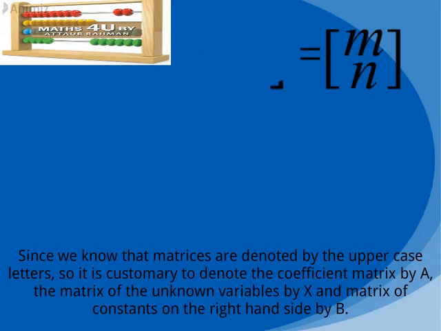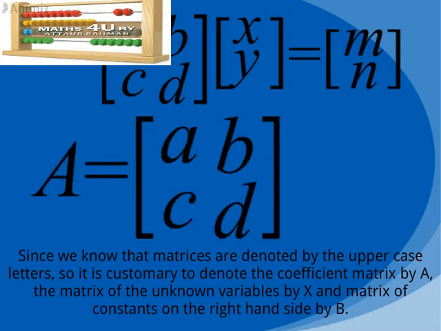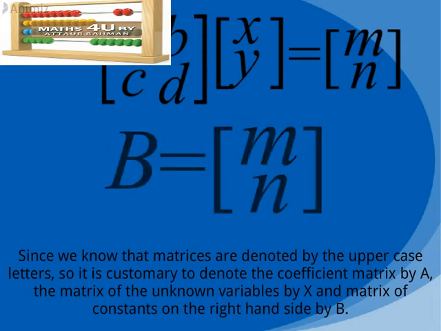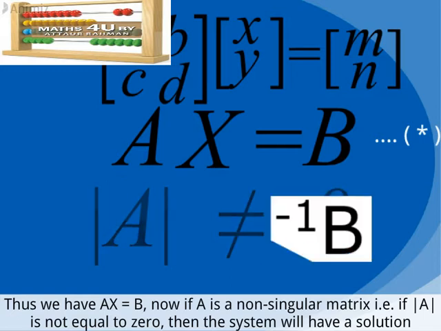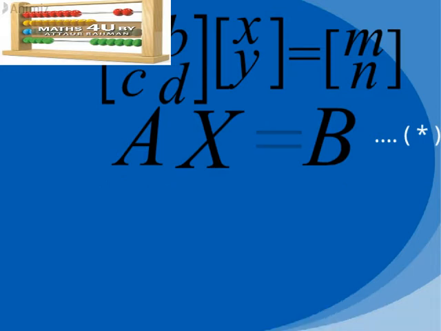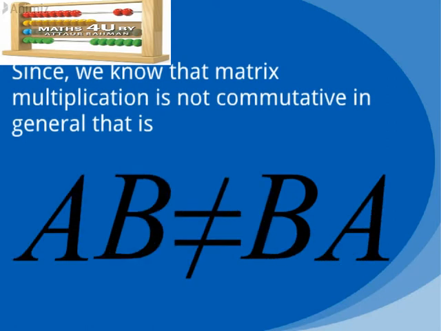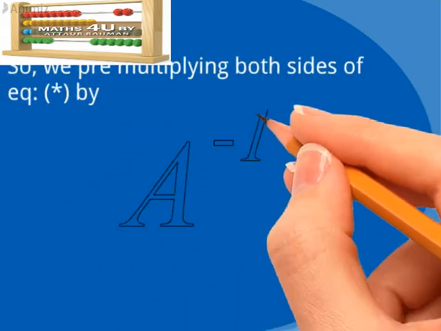Since we know that matrices are generally denoted by uppercase letters, it is customary to denote the coefficient matrix by A, the matrix of the unknown variables by X, and the matrix of constants on the right-hand side by B. Thus we have A into X is equal to B. Now if A is a non-singular matrix, that is, A determinant is not equal to 0, then the system will have a solution. Since we know that matrix multiplication is not commutative in general, that is, AB is not equal to BA, we pre-multiply both sides of equation star by A inverse, that is.